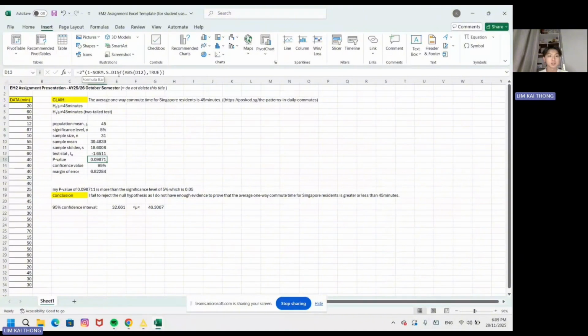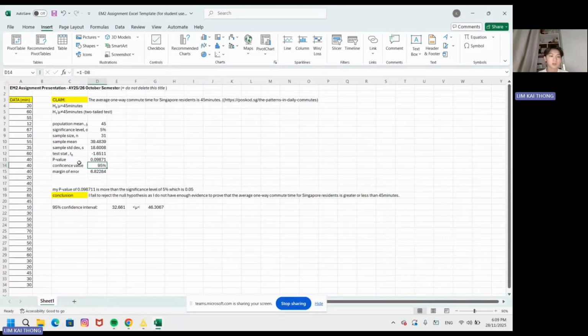the normal standard distribution, ABS for absolute value, as my t-stat value is negative, so I would need to use the absolute value to get my p-value. So ABS(D12), comma, TRUE, which gives me the p-value of 0.09871.